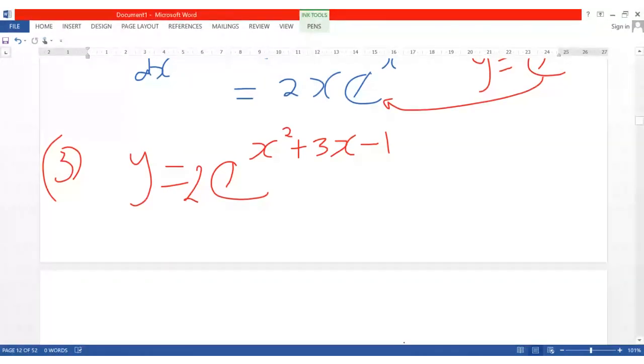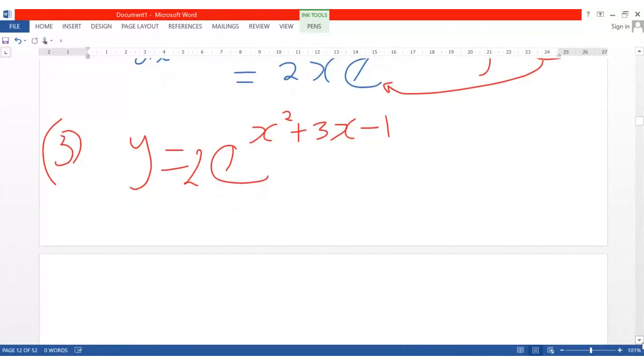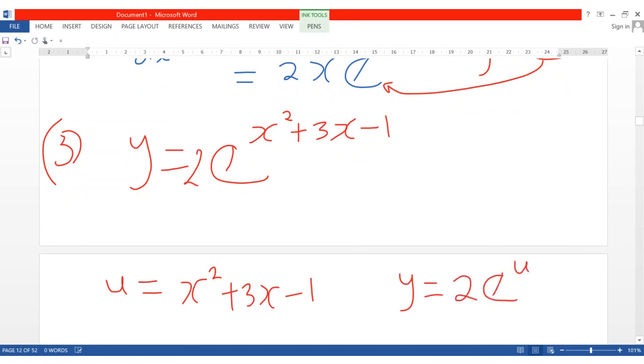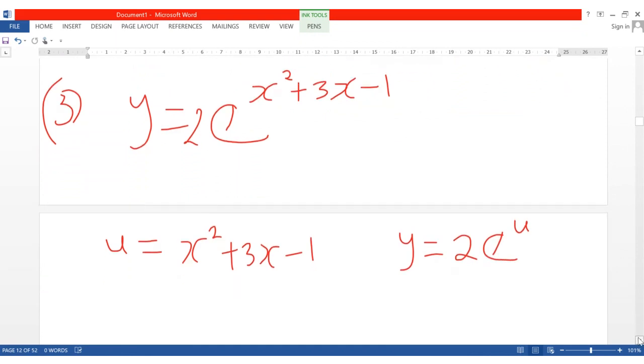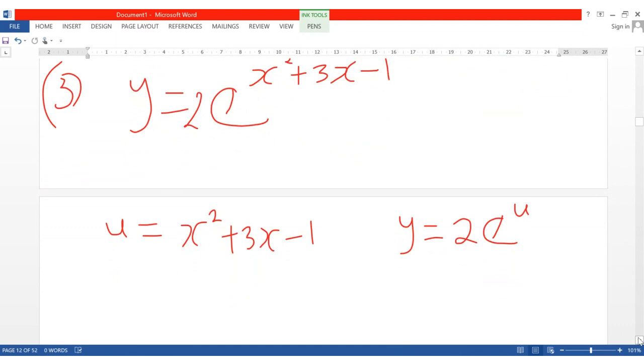So that's the function that we want to differentiate. So I'll just call the power u: x squared plus 3x minus 1. So y will be given by 2 exponential u. The 2 is a constant, it will remain on the side of y. So basically the u is only the power, you just call the power.